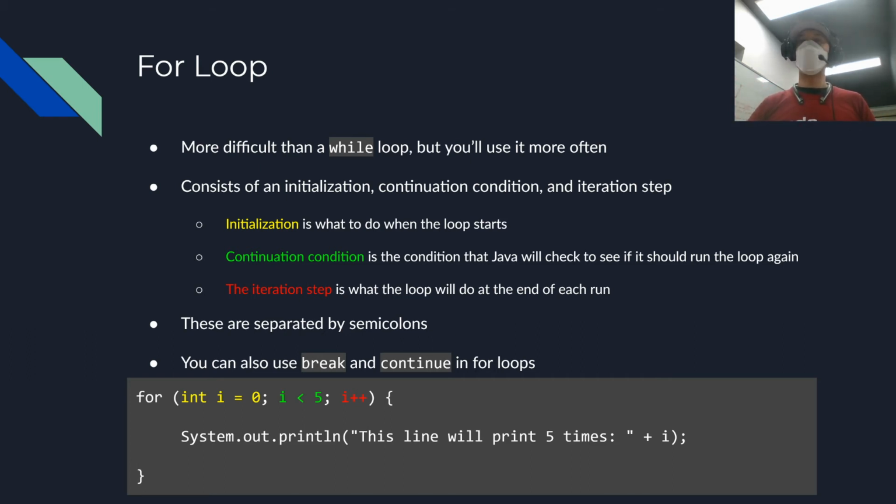And then continue means don't run the rest of the code in the loop. Just skip to the next iteration. So it would stop running what's there, go back, run I++, so increase I by 1, and then start the next iteration of the loop. Okay, that's what continue does. Questions about that? Good? Cool.